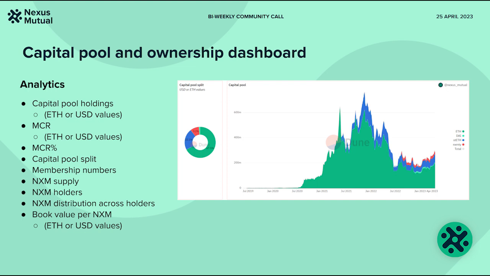You can track the MCR ratio in this dashboard. We've also got the numbers on membership and growth over time. You can look at the NXM supply, NXM holders, the distribution across all of the holders, and then you can find the book value per NXM in either ETH or USD values there as well. So both of these dashboards provide a lot more granular detail than was available before.